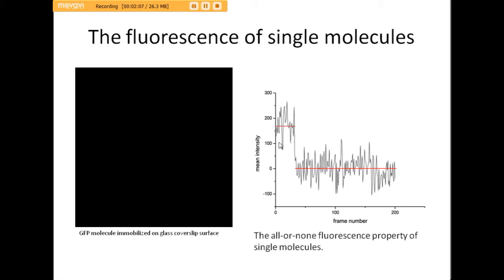This fluctuation is the background noise. The reason single molecules have the all-or-none fluorescence property is that their fluorescence comes from a single molecule. Once this molecule is photobleached or destroyed, of course there will be totally no fluorescence.